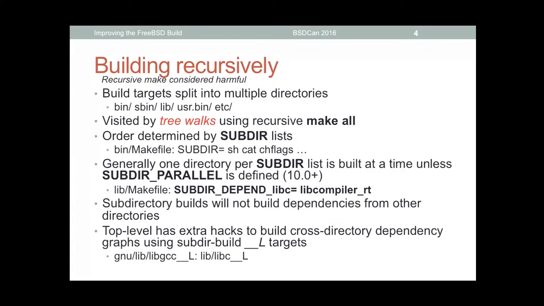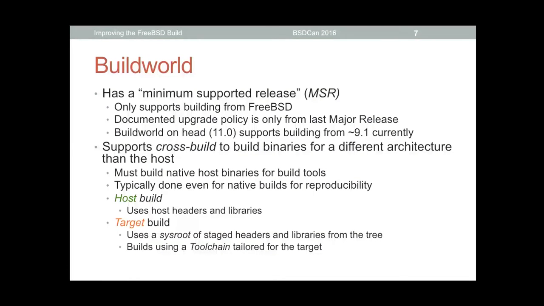So back here I had tree walks in red. I will be showing several red things that are tree walks. And then for the host and target builds, I used a color scheme of green for host and orange for the target, because there's a lot of things that are being built twice, once for the host and once for the target.